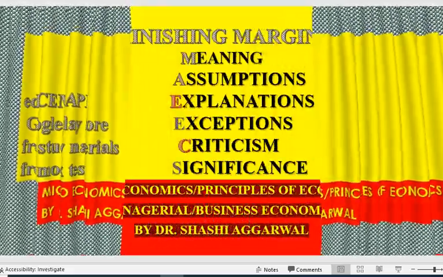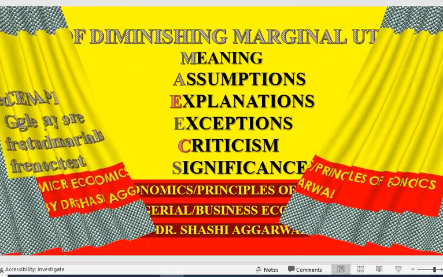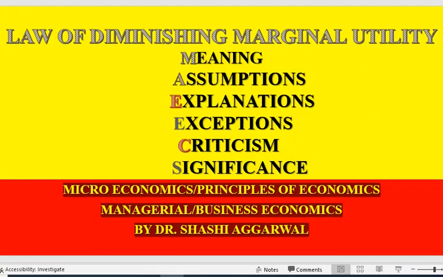So today our topic is very important, which has 100% chance of coming in the examination: the law of diminishing marginal utility.